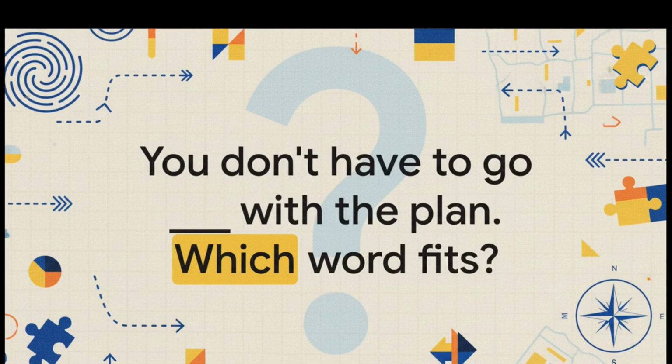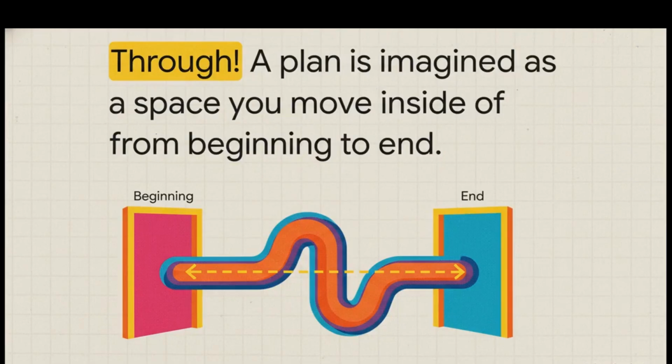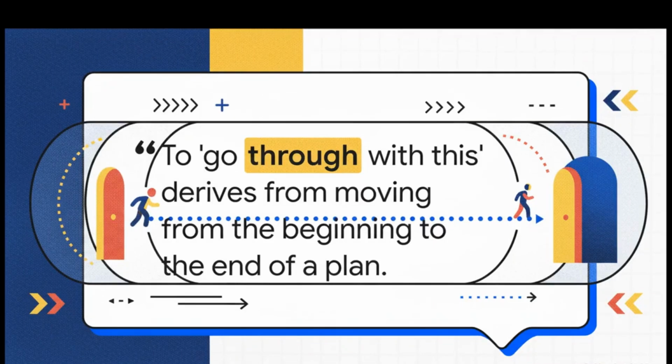All right, let's try a more abstract one now. A bit of a curveball. You don't have to go blank with the plan. A plan isn't a physical place, so how does our system work for something like this? The answer is through. And this is where it gets really, really cool, because this is where we see the physical idea turn into a metaphor. We think of a process, like a plan or an experience, as a kind of container. So to go through it means you're entering at the beginning and coming out at the end, as if you were moving inside of it.